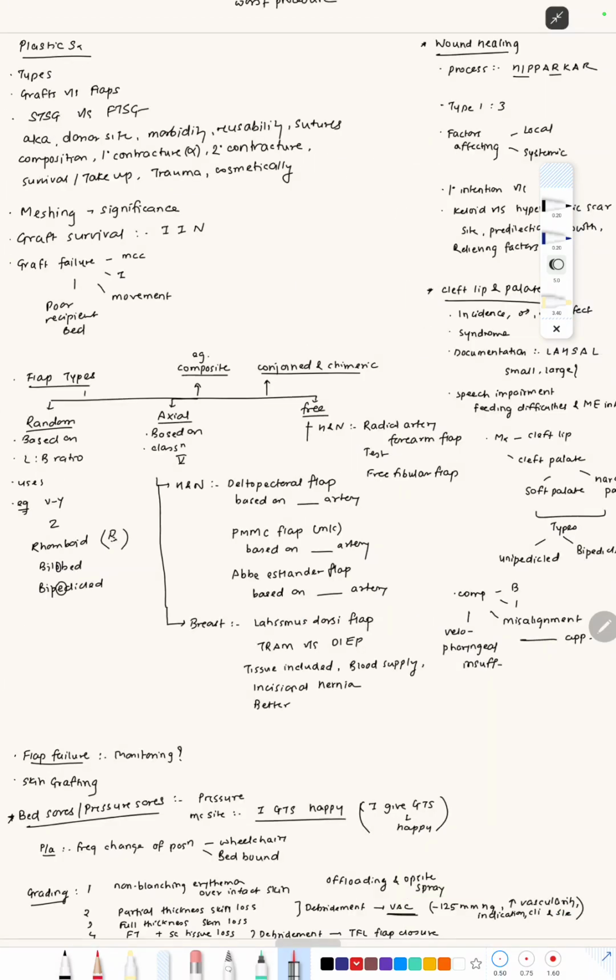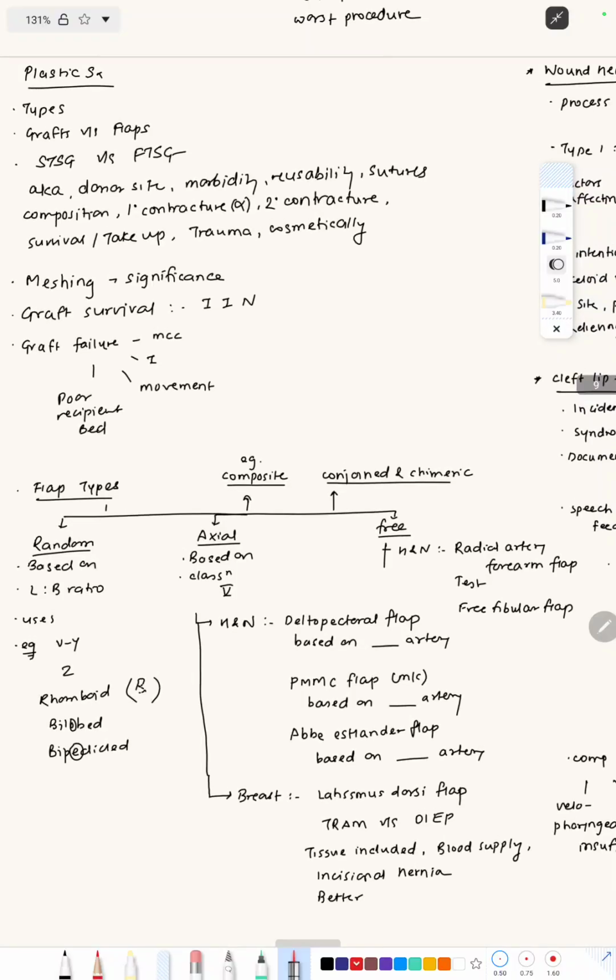Then the next is going to be the plastic surgery. So in the plastic surgery, first we have to talk about the types of graft. So there is autograft. Autograft means from the same patient. Isograft from the identical twins. Then there is allograft from the same species, and then xenograft from a different species, right?